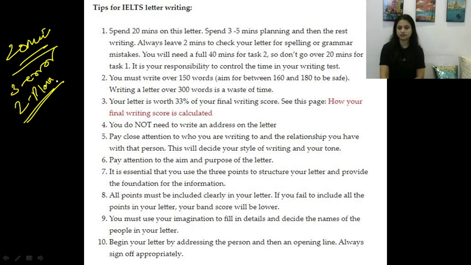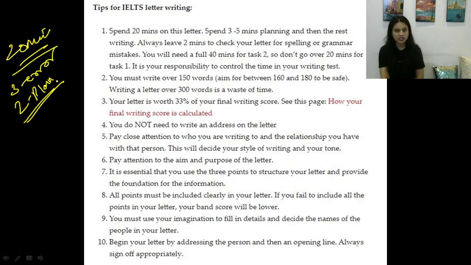Now remember, your letter will be judged on some marking criteria, and those criteria are vocabulary, accuracy, avoiding repetition plus using high level words. Second criteria is grammar, accuracy plus range. Third criteria is your sentence completion, answering all the questions that were given in the letter, and finishing the word limit, finishing the 150 word limit.